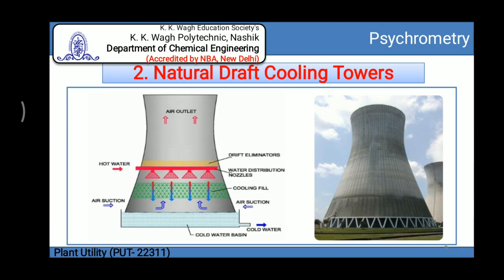Next type is natural draft cooling tower. We already discussed the general idea or the general working of this cooling tower. Now we are just discussing the different types, so I will not go in brief. In this figure we can see the natural draft cooling tower. It is also called a hyperbolic tower because it is a large concrete structure of hyperbolic shape.